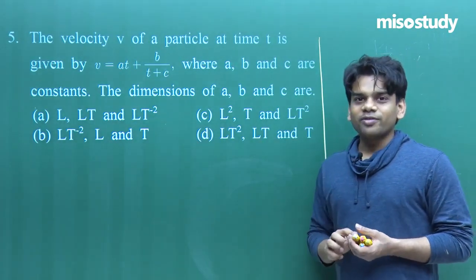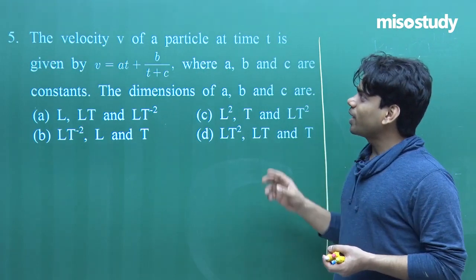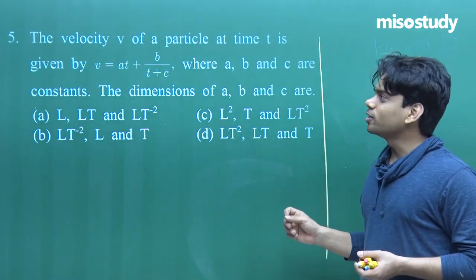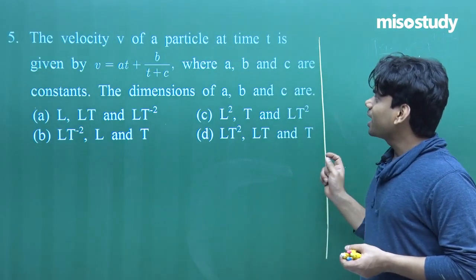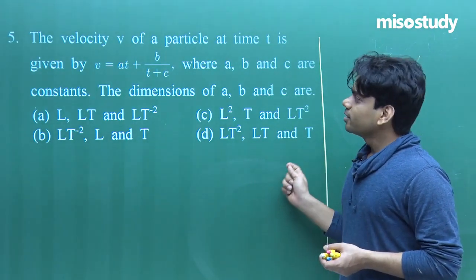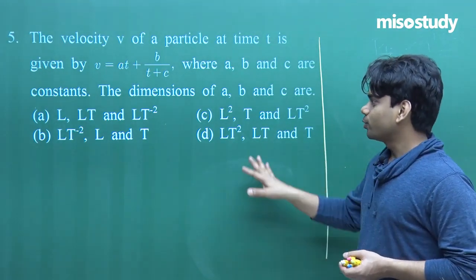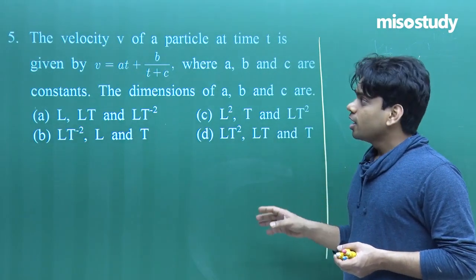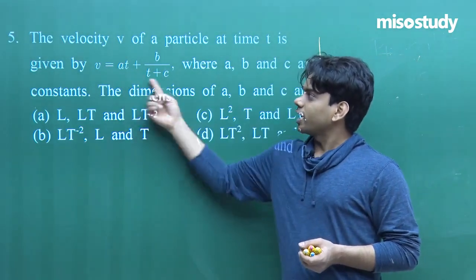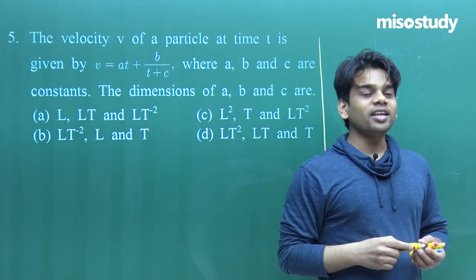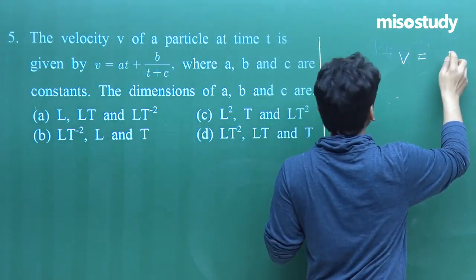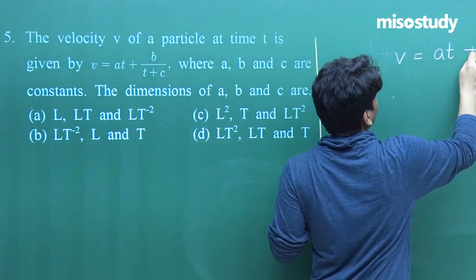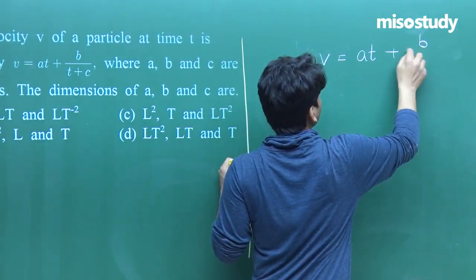Now here we have a different kind of question. The velocity v of a particle at time t is given by v equals to at plus b upon t plus c, where a, b and c are constants. The dimension of a, b and c are, we have to see the dimension of a, b and c. Now see, this should be dimensionally correct. Dimension at the left hand side is given as velocity. So velocity is equal to at plus b upon t plus c.